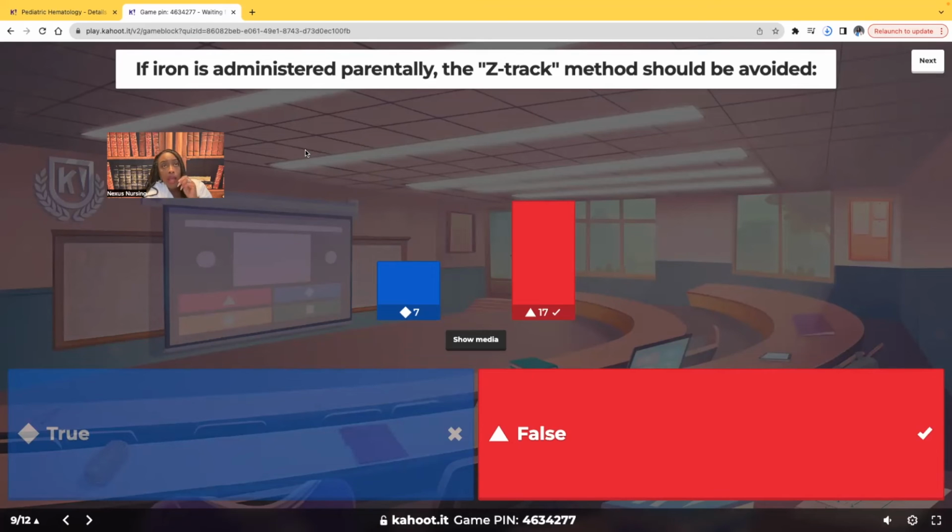Now, before I move on, a couple more things I want to talk to you about iron you absolutely must know. You're going to teach your patient, let's say they're not getting it parenterally, they're getting it orally. If it's liquid, you're going to teach them to drink it through a straw because it's very staining to the teeth.